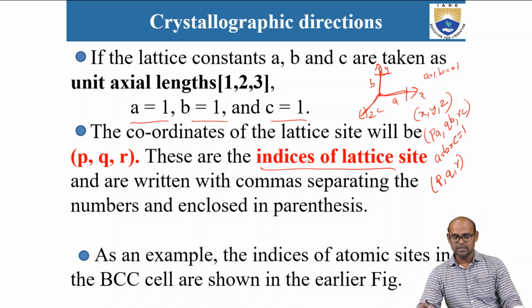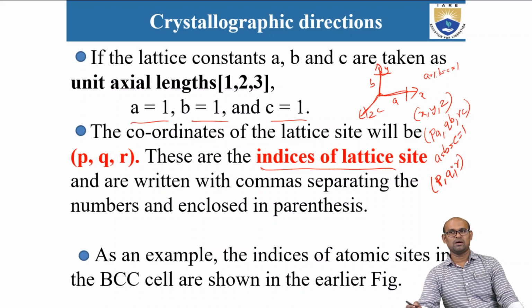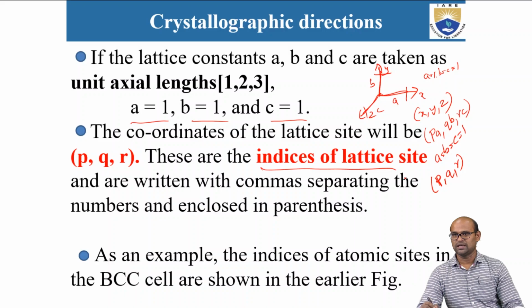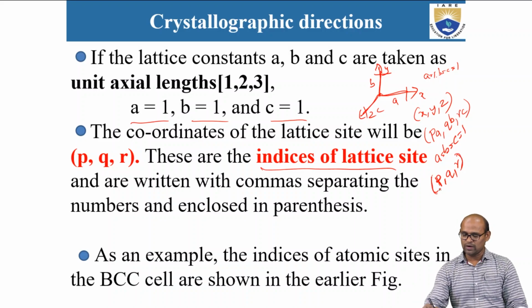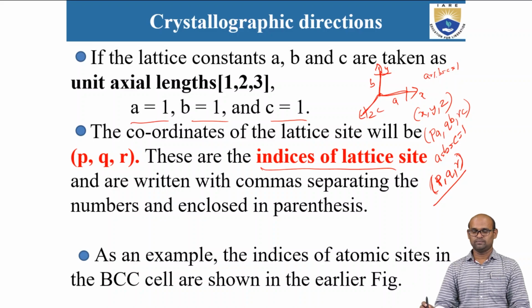It's very important that the lattice site is denoted by the numbers p, q, r separated by commas, because the direction of a plane is also given by integers, but it may be with commas or without. So whenever you are representing a lattice site, you have to separate p, q, r by commas and put them in parentheses. If you write p comma q comma r in parentheses, that means it is the index of a lattice site.